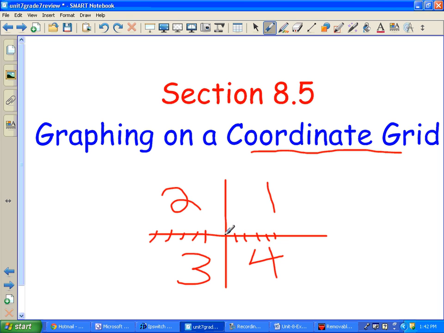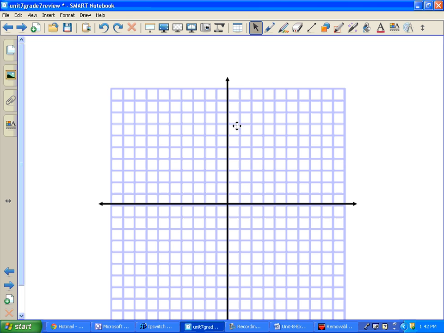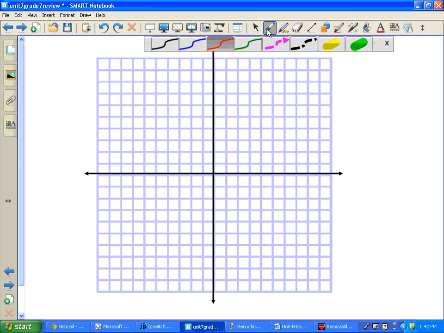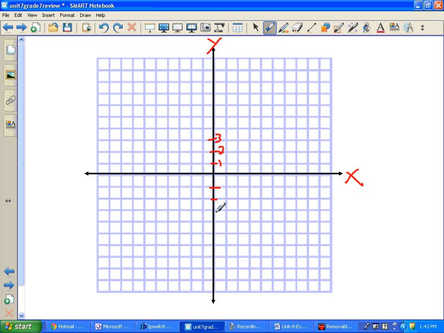Kind of like a thermometer. And if you go up or down, this way up here is positive, and this way down here are negative numbers. So here's a typical looking coordinate grid right here. We call this axis right here, or this line, the x-axis, and this one up here is the y-axis. If we were to label these like this, this would be positive 1, positive 2, positive 3, and so on. Whereas if we go the other way, it would be negative 1, negative 2, and negative 3.